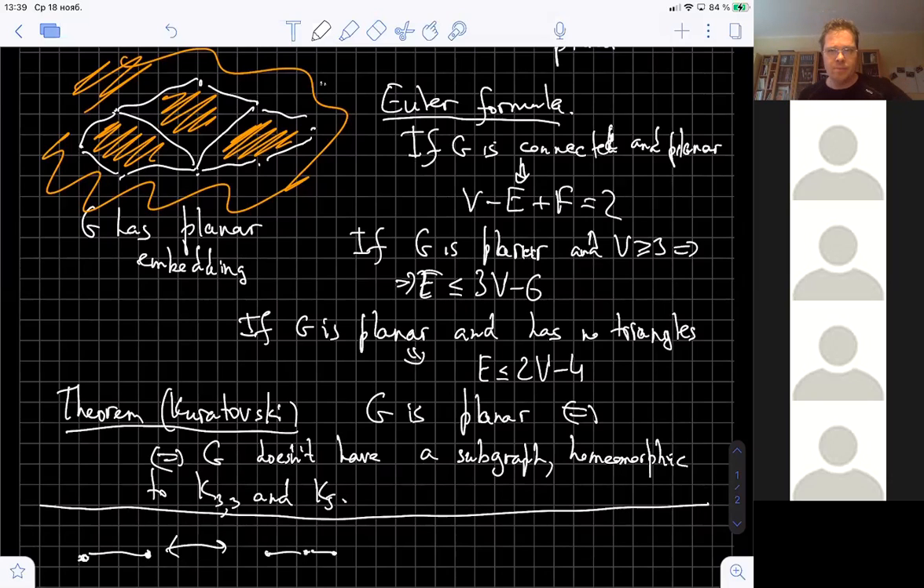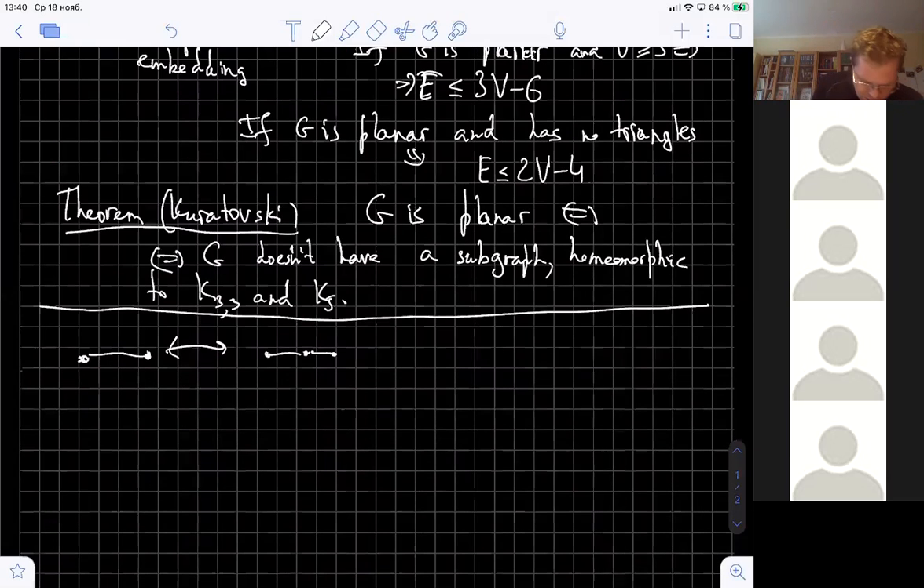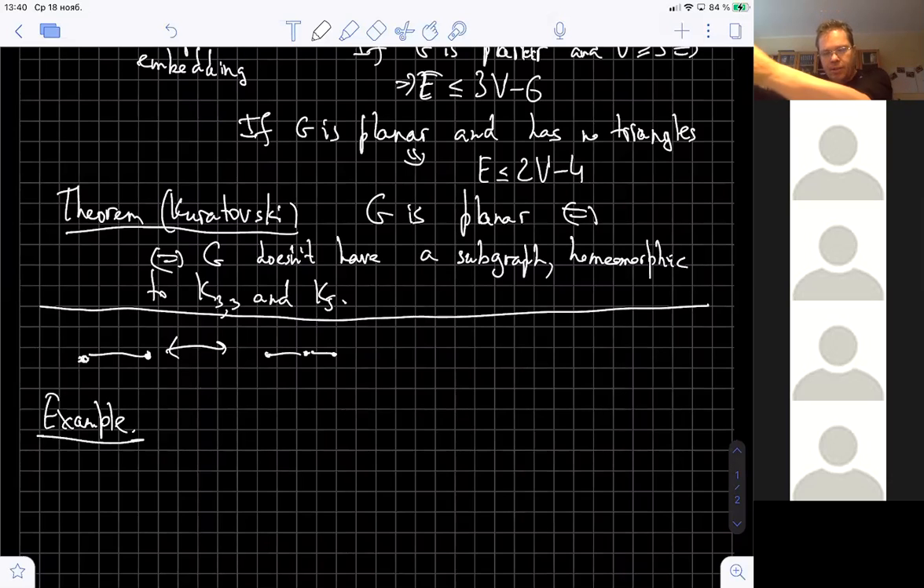Okay, so maybe I will start with an example. I will draw some graphs, and I will ask you if they are planar or not. Does there exist a planar embedding of this graph or not? I will give you like 5 minutes, and then we'll discuss how to do it for arbitrary graphs.